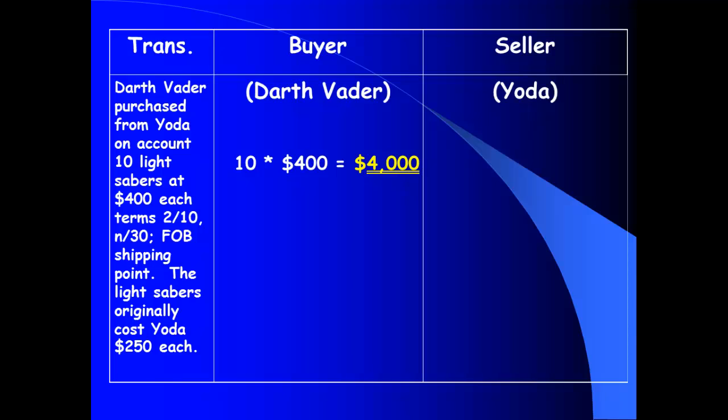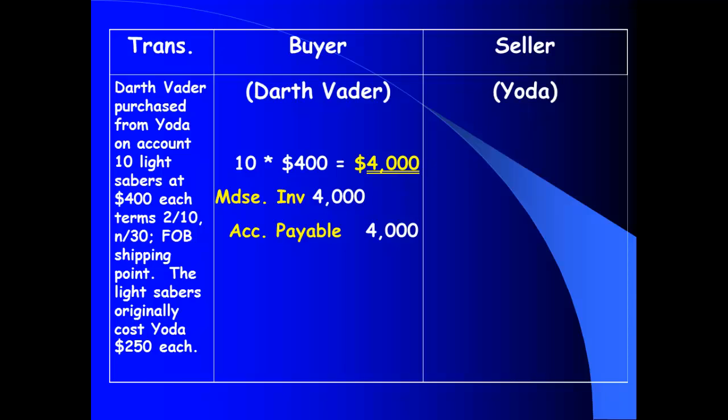I am the buyer. I have now bought 10 lightsabers. My plan is to resell those items. What do I have more of? Merchandise inventory. Inventory is an asset, and assets go up with a debit. So let's debit inventory. What else do I have more of? I have more accounts payable. I owe more money. Accounts payable is a liability. Liabilities go up with a credit. So I need to debit merchandise inventory to make the asset go up. I need to credit accounts payable to make that liability go up.